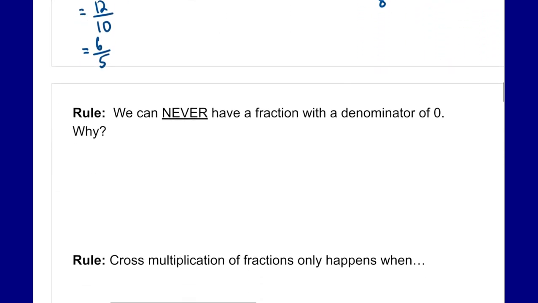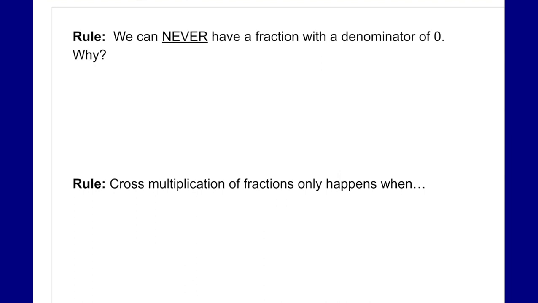Now there are some rules that we want to consider when we're dealing with fractions. The first one is we can never have a fraction with a denominator of 0. Why? Well, we can't divide by 0, and why is that? If I say I have 6 over 2, that equals 3. And what that means is 2 times 3 equals 6, or 2 groups of 3 equals 6.